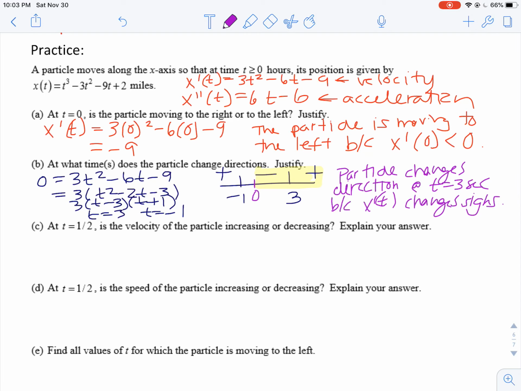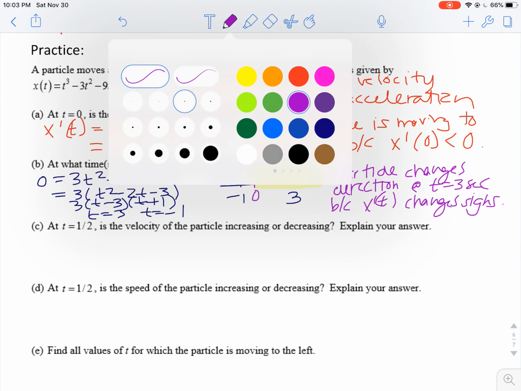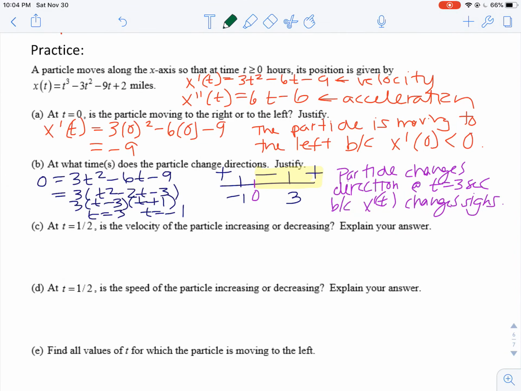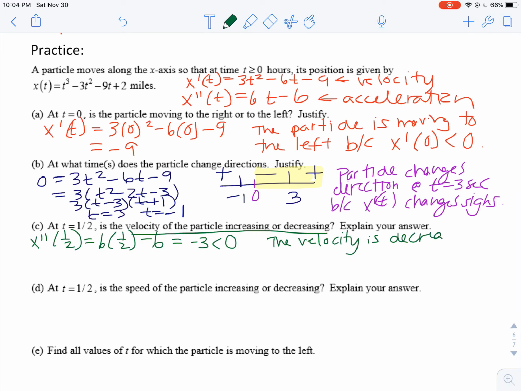All right, at t equals 1/2 is the velocity of the particle increasing or decreasing? Explain your answer. Okay, so if we want to know whether the velocity is increasing or decreasing, we have to look at acceleration. So we're going to look at our second derivative there at 1/2, and remember we took our second derivative up top there, so it's going to be 6 times 1/2 minus 6, that's negative 3, it's less than 0. So we got a negative number there. The velocity is decreasing because x double prime of t is negative.